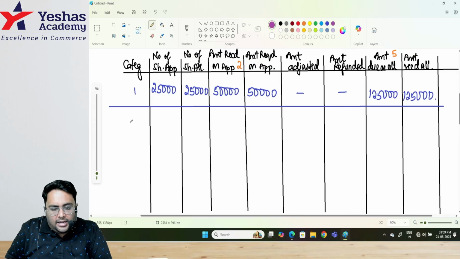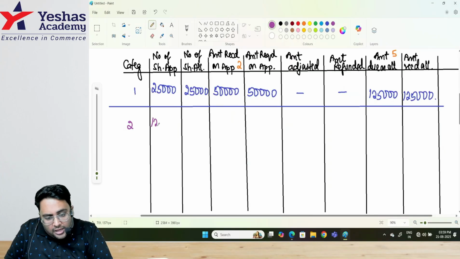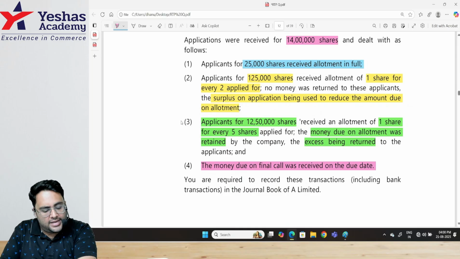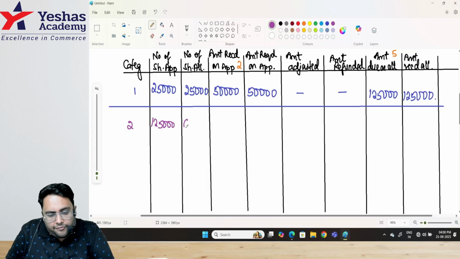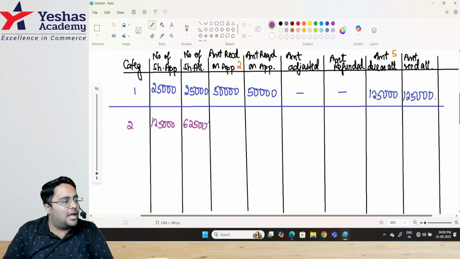In your B category, how many applications are there? Marked in yellow color on the board. 1,25,000 applications are there. They received 1 share for every 2 shares applied. Can you tell me how many shares will be received? 1,25,000 into 1 by 2. 62,500 shares are allotted. Number of shares applied 1,25,000, number of shares allotted 62,500.